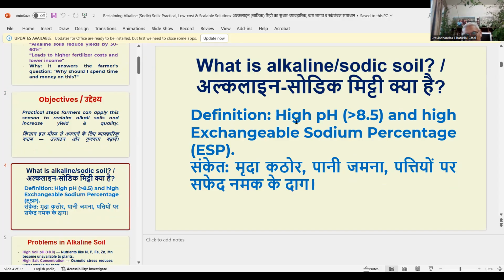Definition: it has a high pH greater than 8.5 and a high exchangeable sodium percentage.